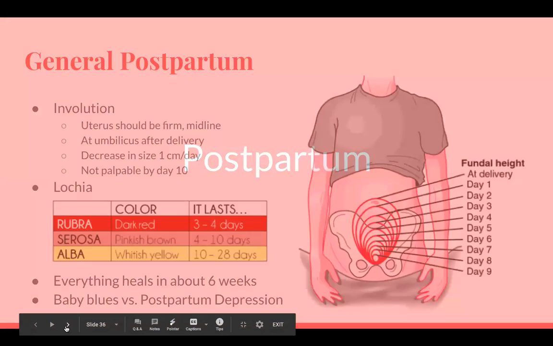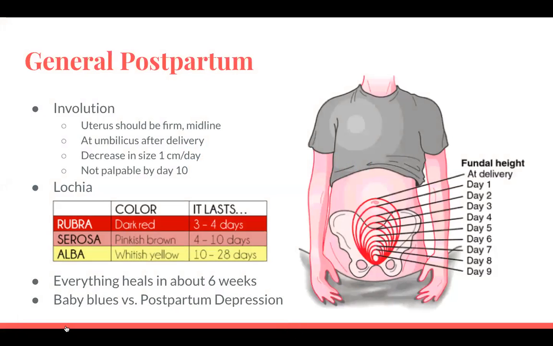Postpartum. So generally postpartum, involution is what I talked about just a second ago. The uterus should be firm, not boggy, and it should be midline, and it should be at the umbilicus after delivery. And then it decreases in size by 1 centimeter per day, and it should not be palpable by day 10.